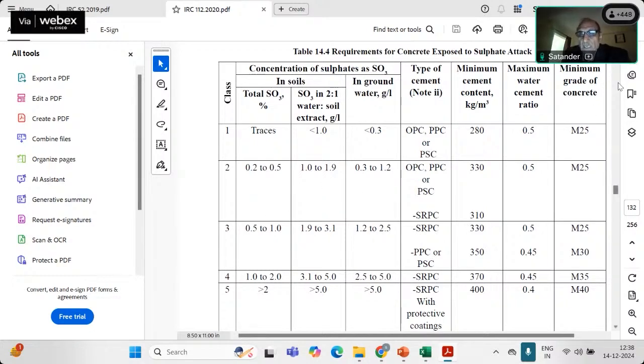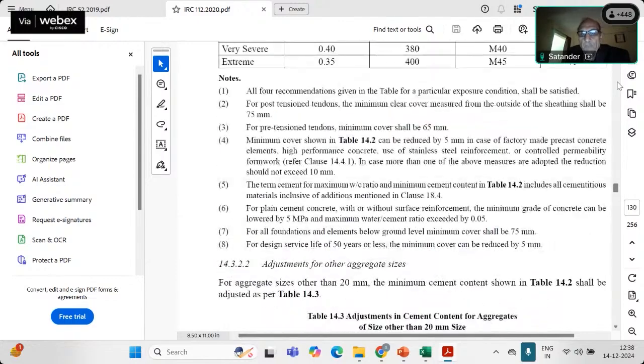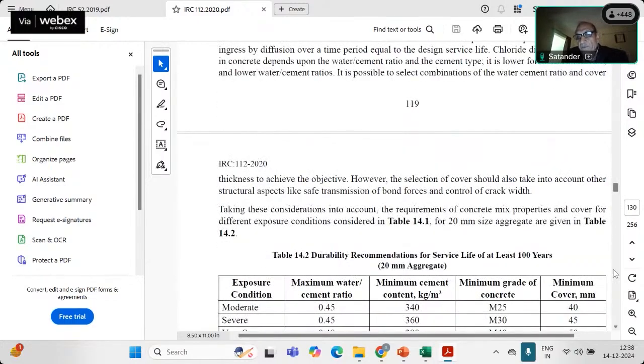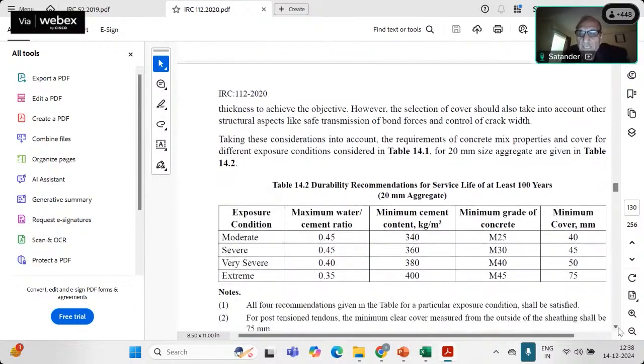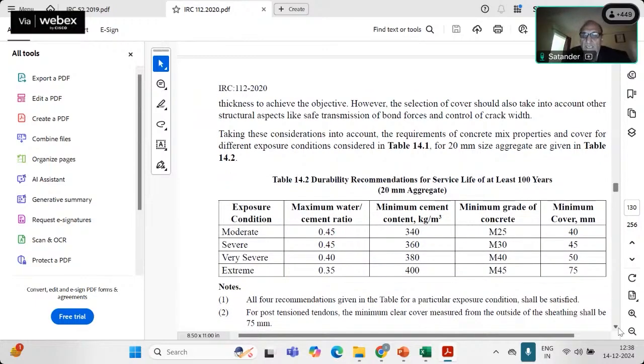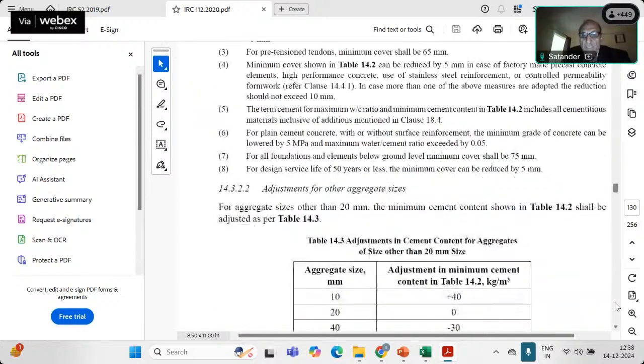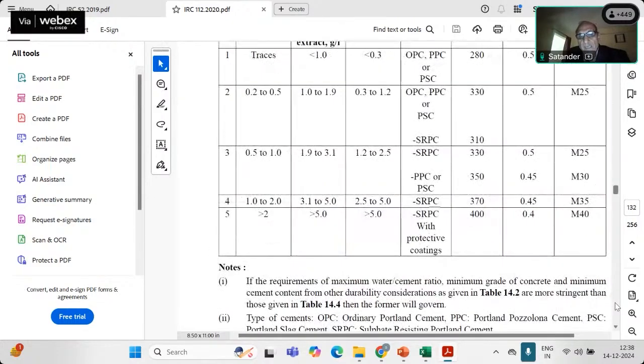There are two tables. One is this table. Who will tell what is the difference? What is the minimum cement? What is the maximum water cement ratio? This is one table. Different conditions are given. On the next page, IRC and MoRTH both codes say use this table. Here they say no, use this cement. What is the difference? Anybody can tell. What is the difference in these two tables? What is superstructure? What is substructure? This is the difference here.